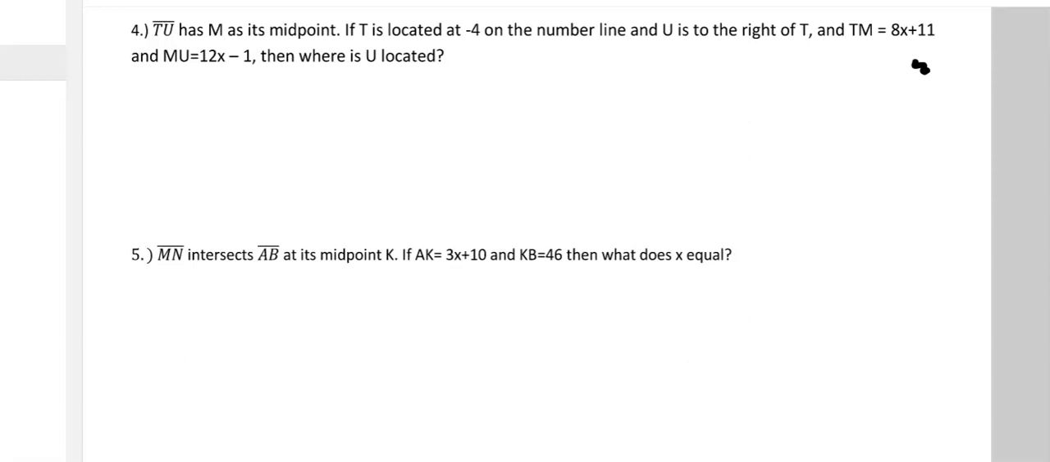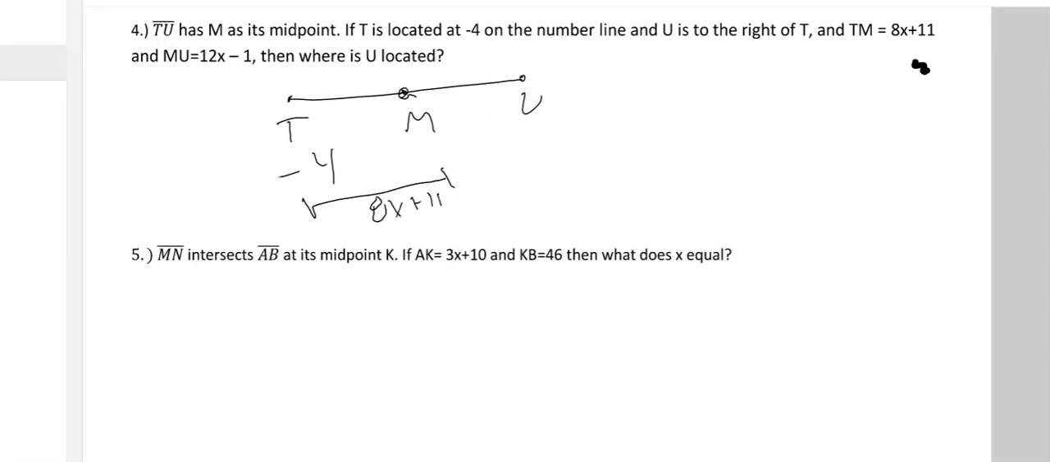So this one says TU has M at its midpoint. So let's draw that. TU has M at its midpoint. If T is located at negative 4 on a number line and U is to the right of T, which I drew like that, and TM is 8x plus 11, and MU is 12x minus 1, where is U located?